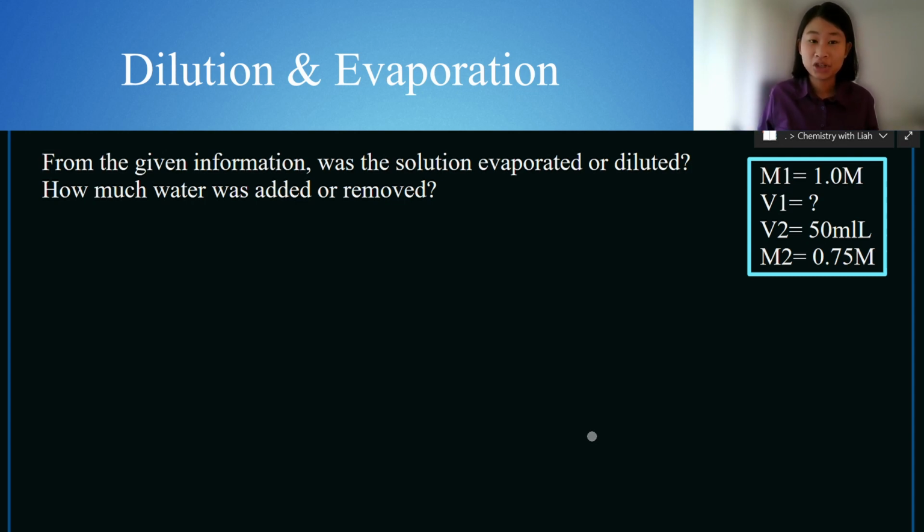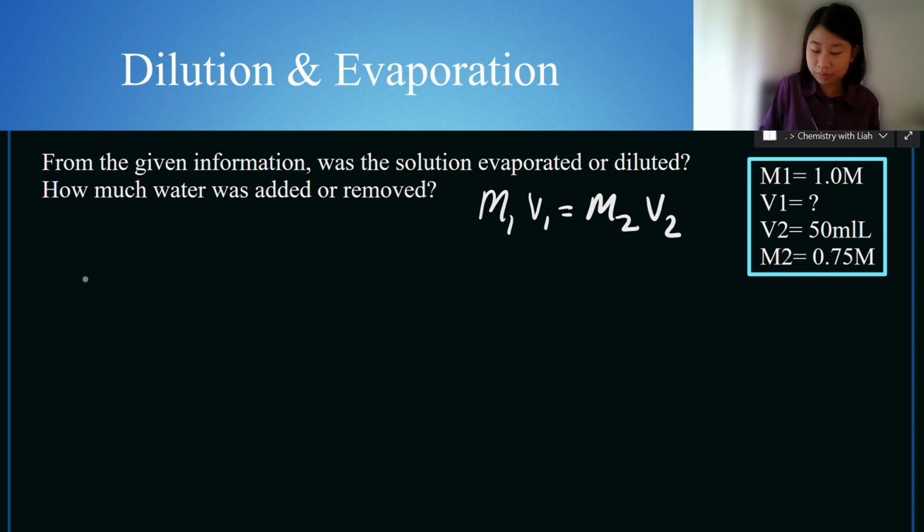From the given information, was the solution evaporated or diluted? And how much water was added or removed? Alright, so our given information is in our little blue box, and we remember that the equation is as follows. Alright, so let's see if we can plug in these numbers.